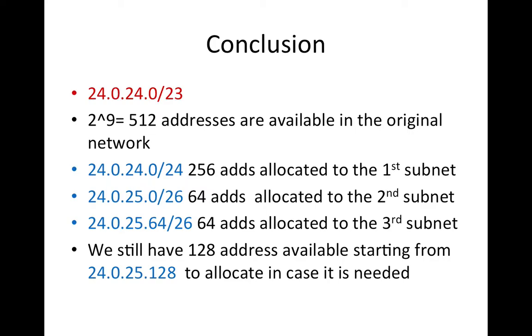We were given the base network address of 24.0.24.0/23. It had 9 bits in the host portion. Therefore, we could have 512 IP addresses. We allocated 256 IP addresses for LAN B. We allocated 64 IP addresses for LAN C and 64 IP addresses for LAN A. We technically have 128 IP addresses available in case we need to subnet the network further.